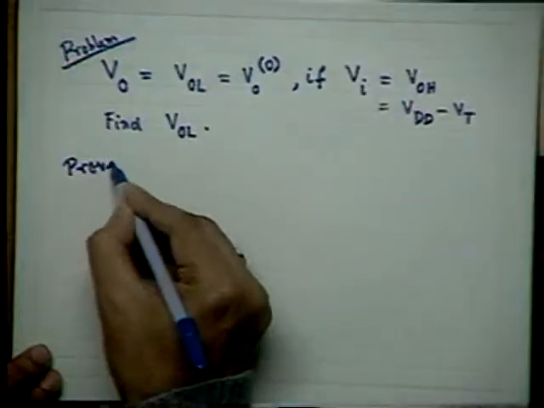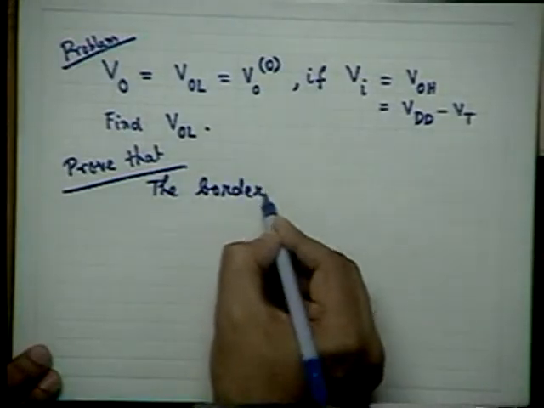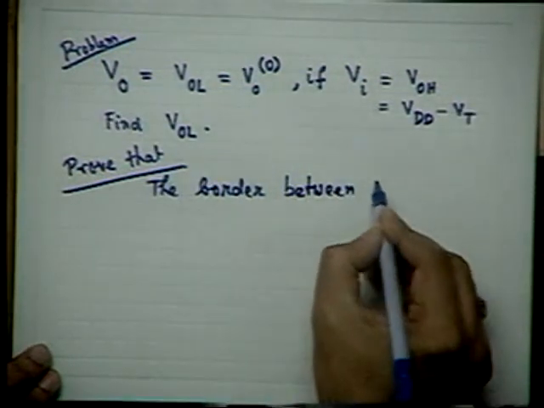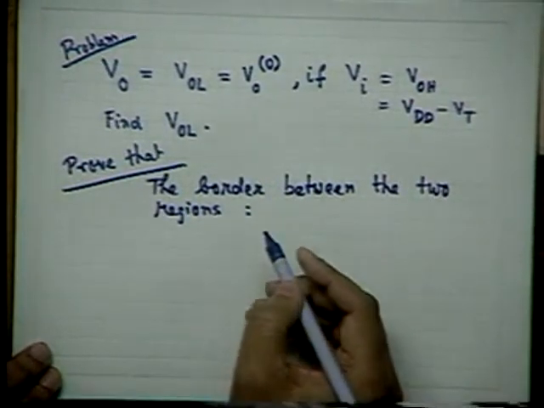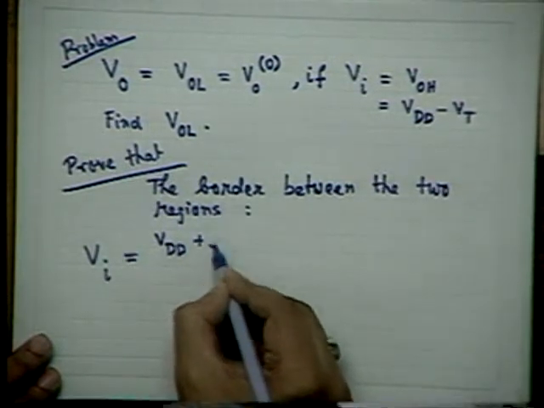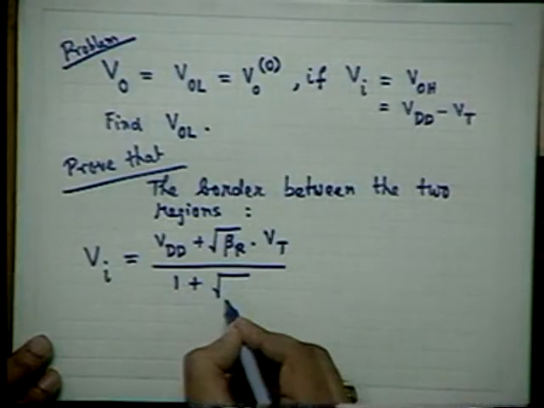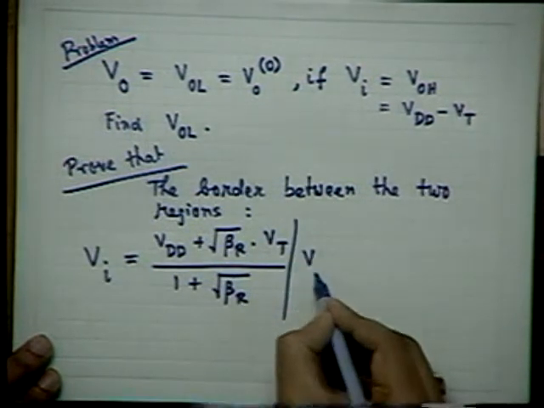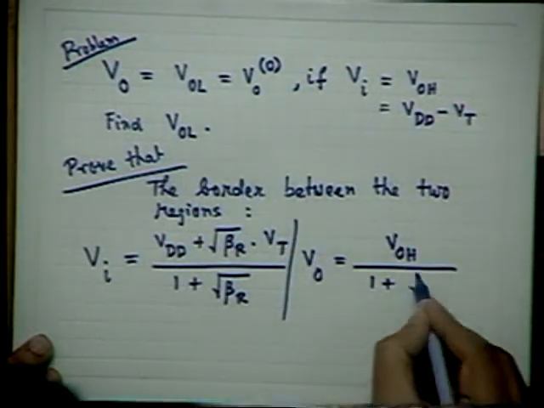How to determine that? You simply substitute that condition, and by doing that you prove that the border between the two regions is given by something like this: VI is equal to VDD plus root over beta R into VT divided by 1 plus root over beta R, and the corresponding VO is equal to VOH divided by 1 plus root over beta R.